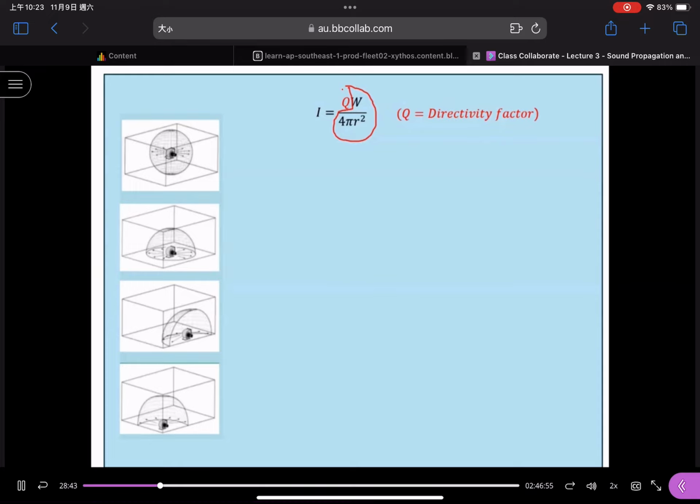What is the surface area? 4 pi r square, correct? When this source is suspended in the middle of the room, the surface area is 4 pi r square. When you compare this equation and this equation, Q must be equal to 1, correct? Otherwise, they are not equal to each other. So this is the first case.